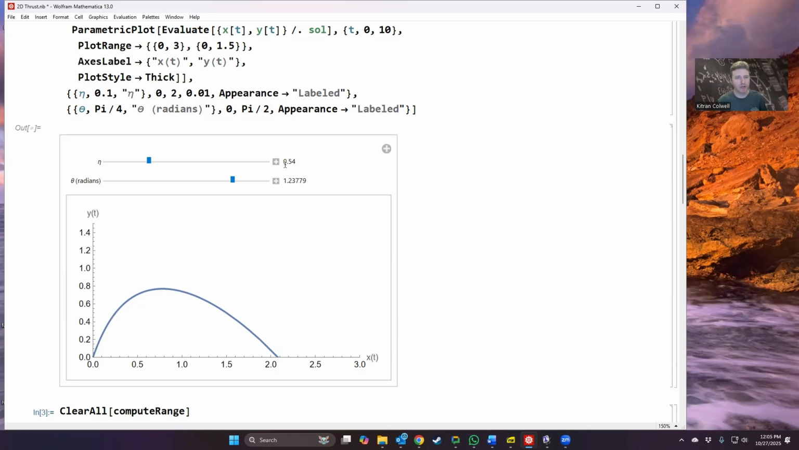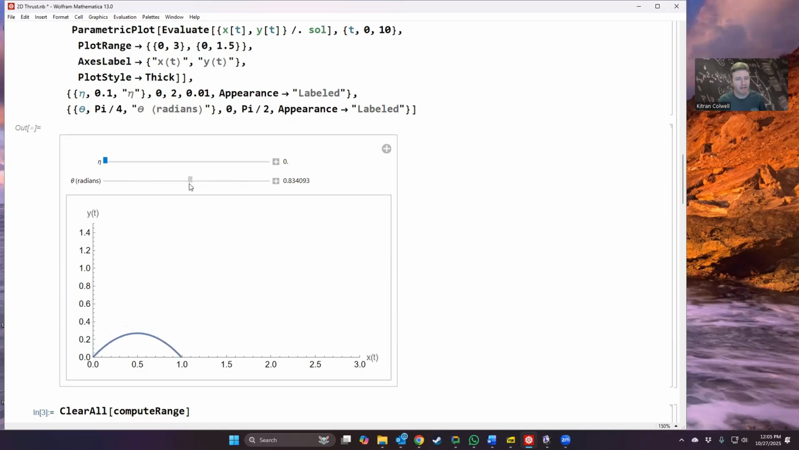We've kind of non-dimensionalized. And we can see that we don't really have a symmetric shape to our trajectory. It kind of looks parabolic-ish, but not exactly. We can take eta all the way down to 0, and then we really do recover our standard parabola. That's what we expect when there's no thrust at all and just gravity.